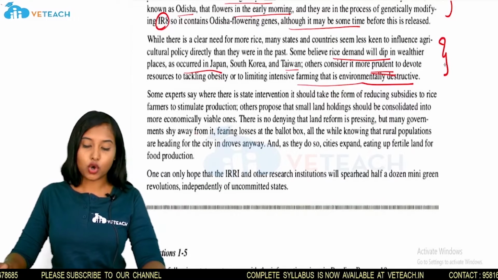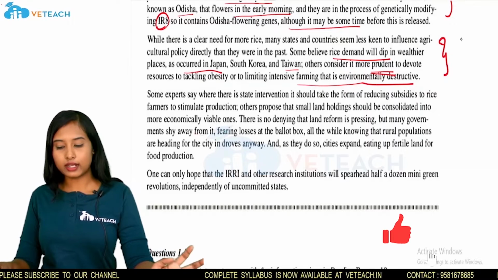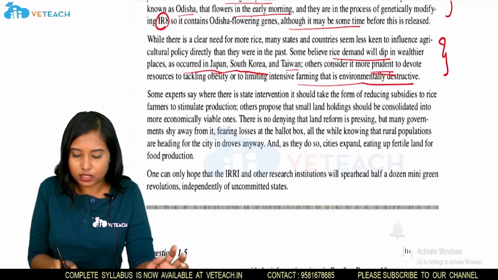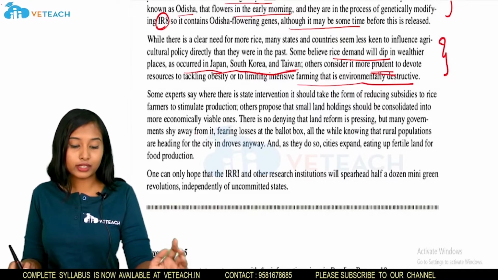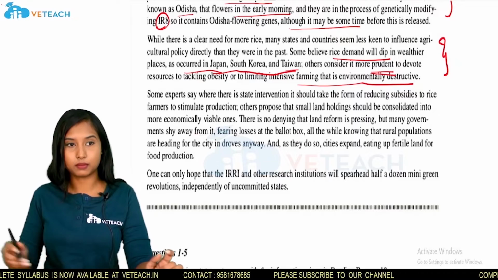In this passage, the author discusses the future of rice. He says that some believe rice demand will dip in wealthier countries like Japan, South Korea, and Taiwan, and others consider it wiser to allocate resources to tackling obesity and limiting excessive farming.